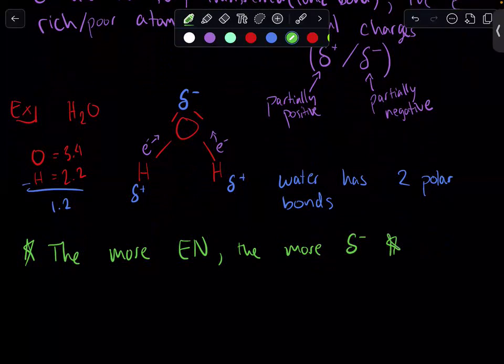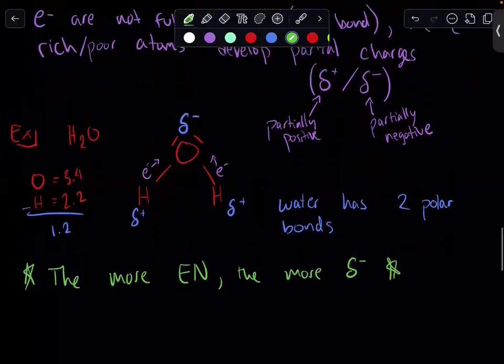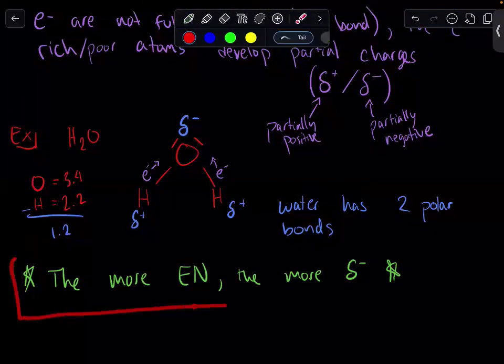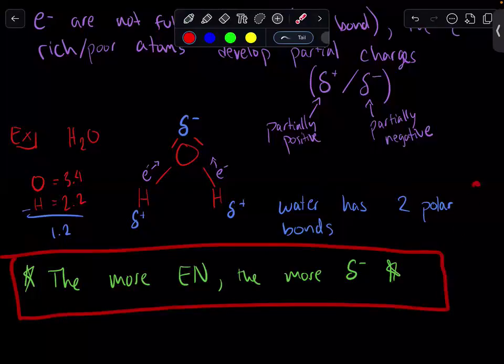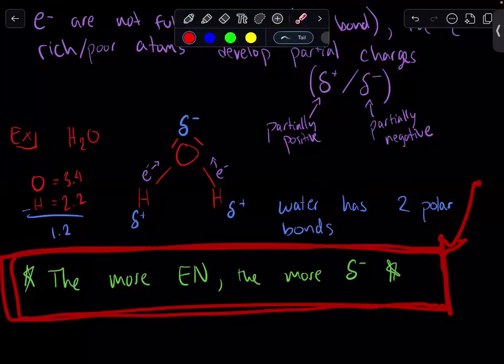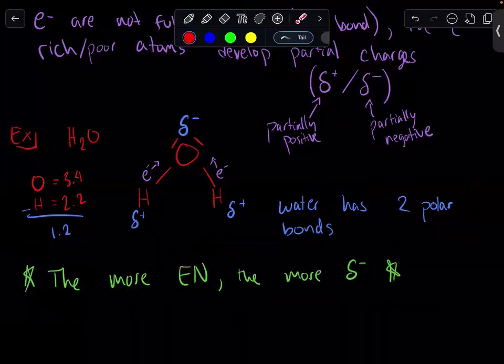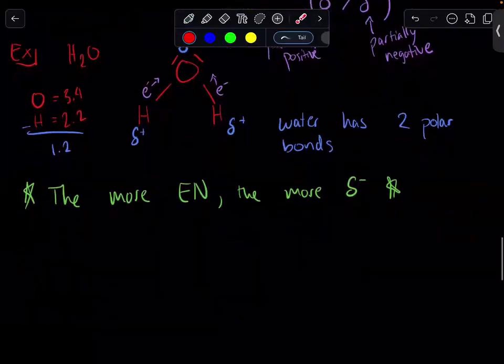This is the key to all bond polarity, and turns out it will come up way more than just bond polarity and molecular polarity. This will come up in organic chemistry. It'll come up as we look at reactions. It's going to be so crucially important for you to keep this internalized. So just remember, the more electronegative, the more partially negative. Therefore, the other one's going to be partially positive.